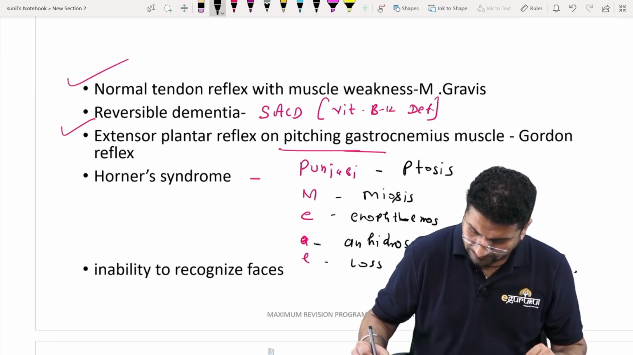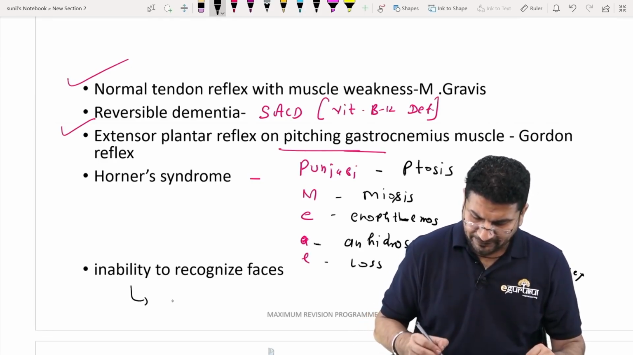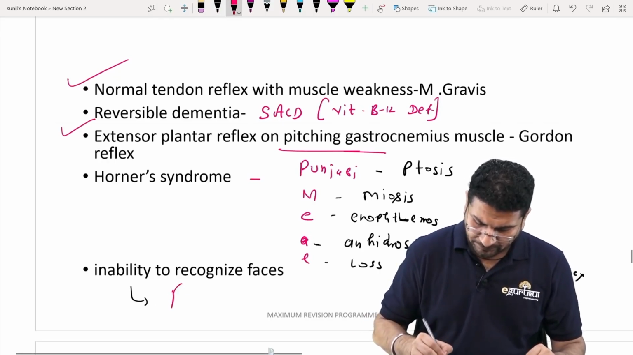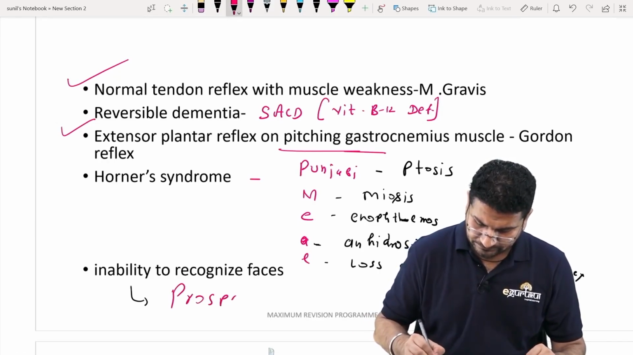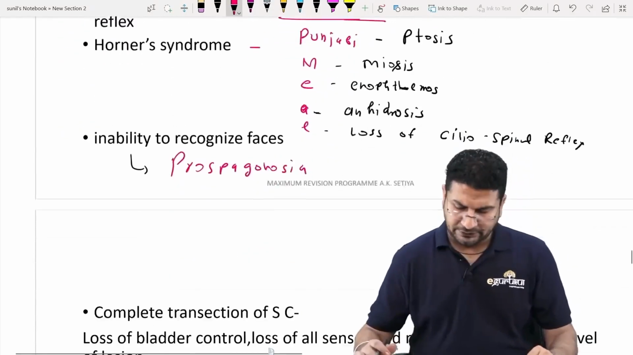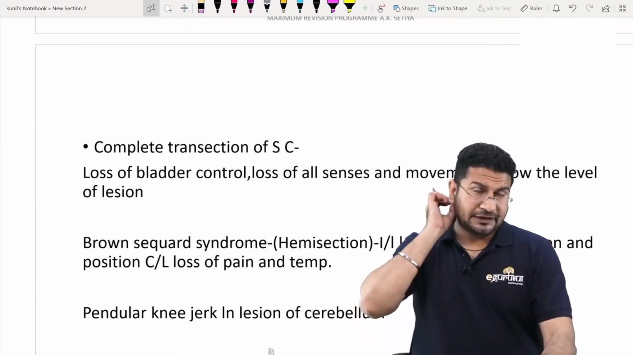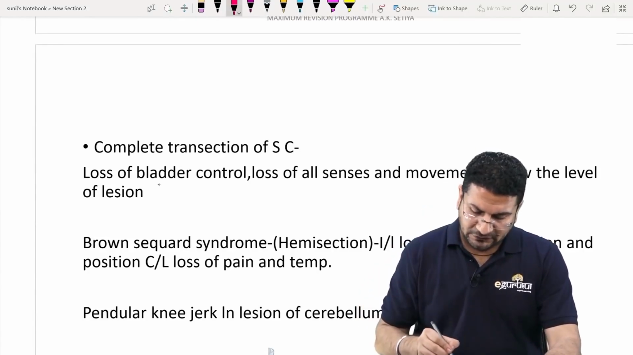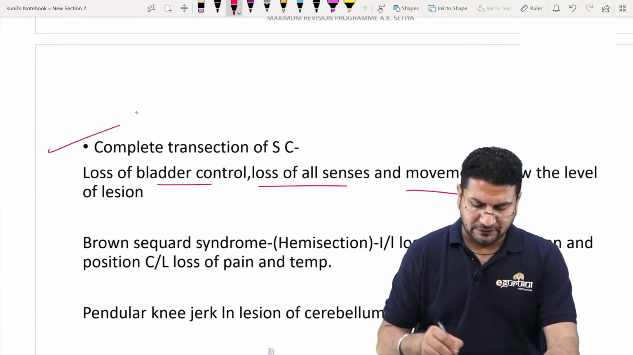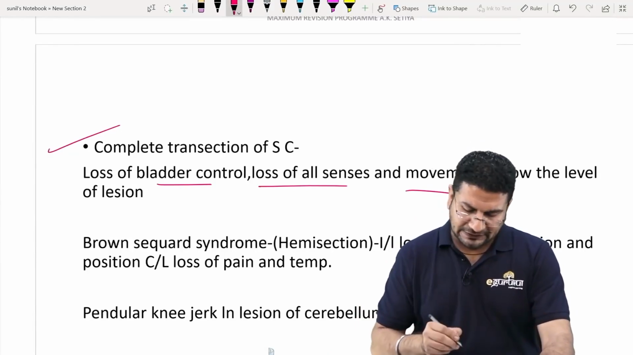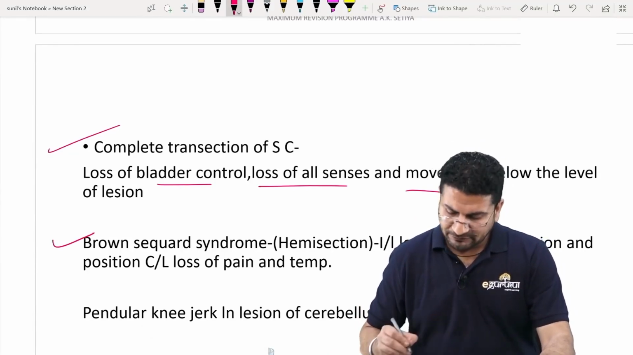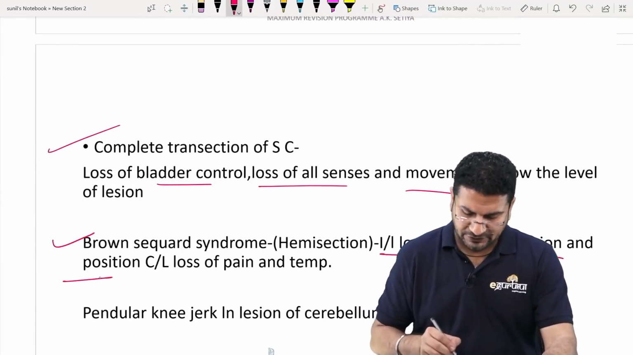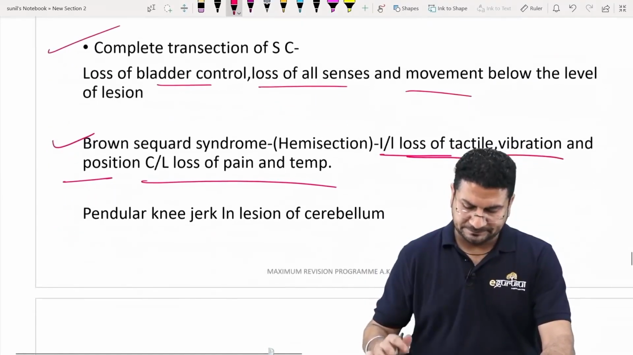Loss of ciliospinal reflex. Inability to recognize face is called prosopagnosia. Complete transection of spinal cord, understand this, there will be loss of bladder function and all senses below the level of lesion. If you see half transection, that is called Brown-Séquard cord syndrome. There will be ipsilateral loss of tactile, vibration and position, and contralateral loss of pain and temperature.